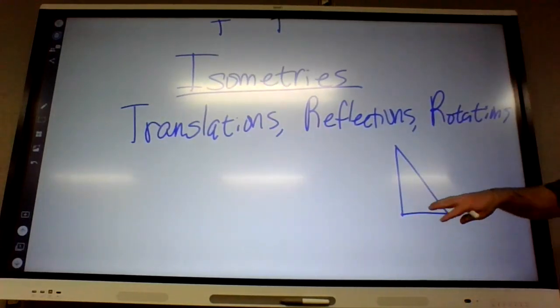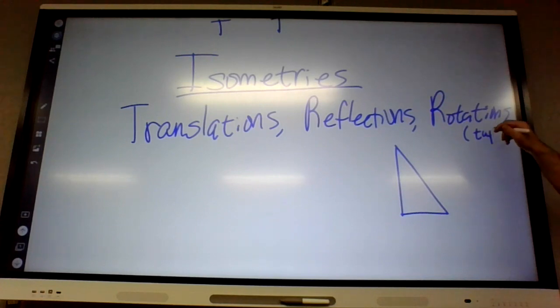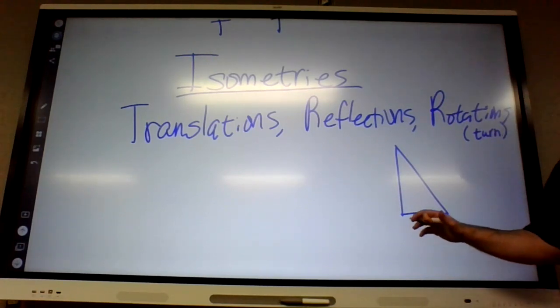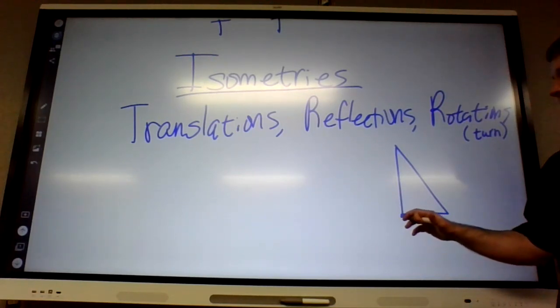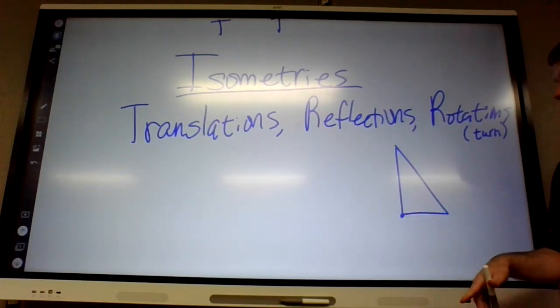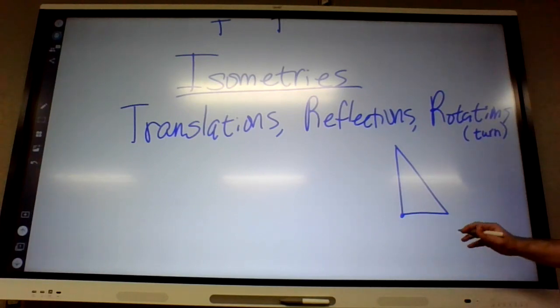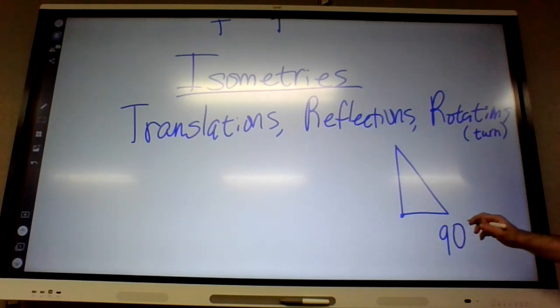Rotation, you guys know it just means turning something around a point. So there has to be a point that you rotate around, kind of like the middle of a clock. So if I rotated this 90 degrees clockwise, how far would that be and in what direction?